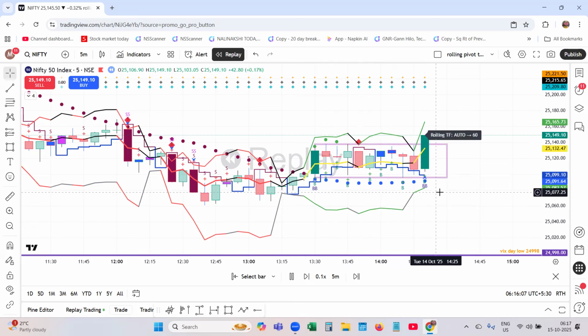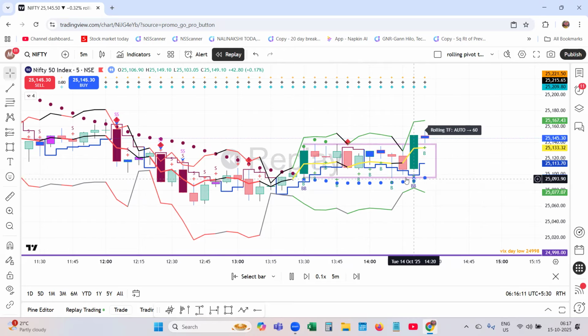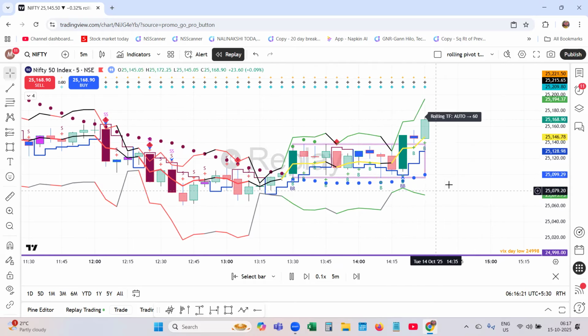You need to have patience. You will not get disturbed by this. This is the way, in this area you need all this combination. Now the price started moving. Here, this will act as the resistance.